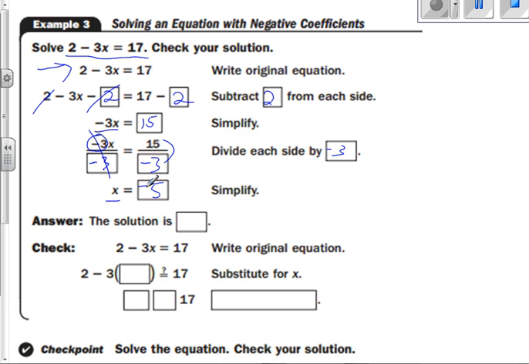Therefore, my answer would be negative 5. So I think the solution is negative 5. So let's do a check. I'm going to plug that back in. So I have 2 minus 3 times a negative 5 might or might not equal 17.